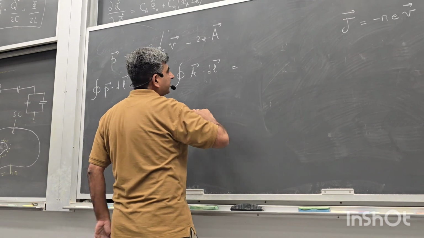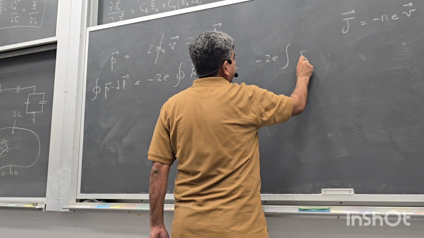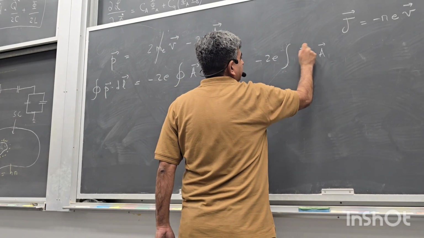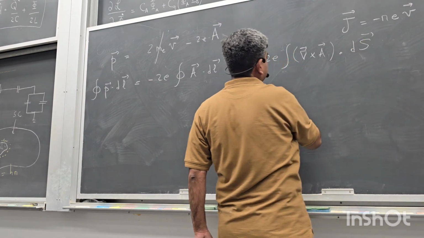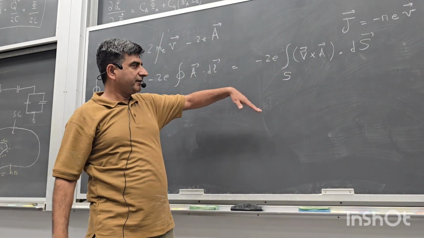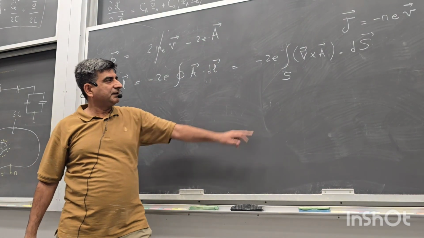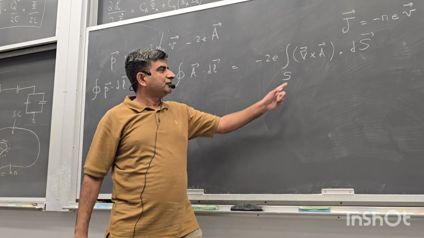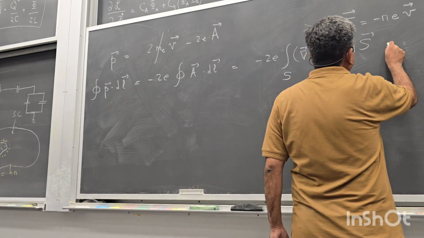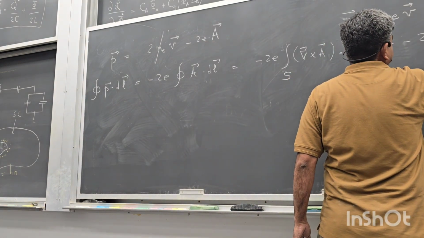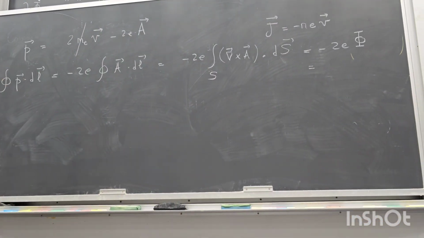So what I could do is I could use the theorem: I take the curl of this A, the dot product over the surface, and convert this closed line integral into a surface integral. This is called the Stokes theorem. But this del cross A is B. So B dot ds is the flux through the hole. So this is minus 2e flux. But this equals h n.